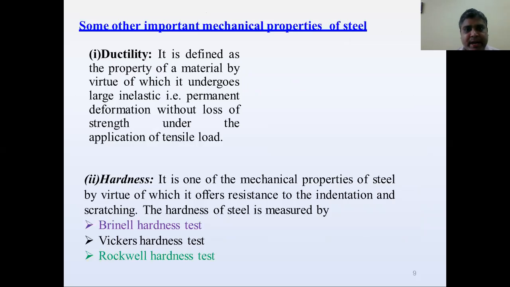Now, some other important mechanical properties of steel. First one is ductility. It is defined as the property of a material by virtue of which it undergoes large inelastic, that is permanent, deformation without loss of strength under the application of tensile load. And second one is hardness. It is one of the mechanical properties of steel by virtue of which it offers resistance to indentation and scratching. The hardness of steel is measured by the Brinell hardness test, Vickers hardness test and Rockwell hardness test.